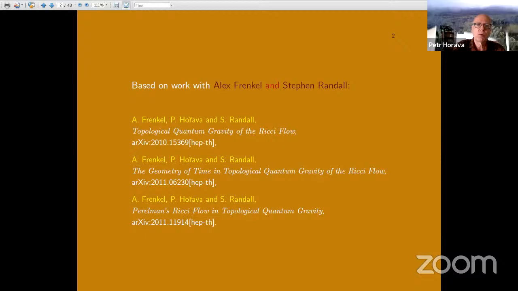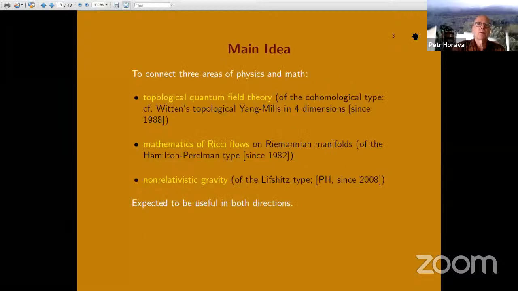So the main idea, again, as I said, is to connect three previously disconnected areas of physics and mathematics. One of them is topological quantum field theory. Many of you are familiar with many beautiful examples. The story goes back to 1988, at least. We'll be interested in a specific class of topological quantum field theories, those that are of the cohomological type. Those are the ones that require for their construction of a meaningful path integral the BRST cohomological construction and techniques.